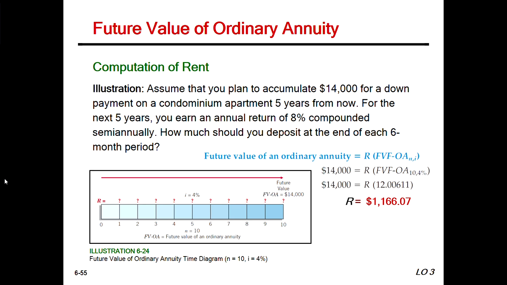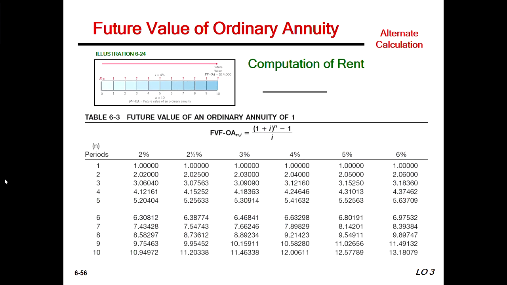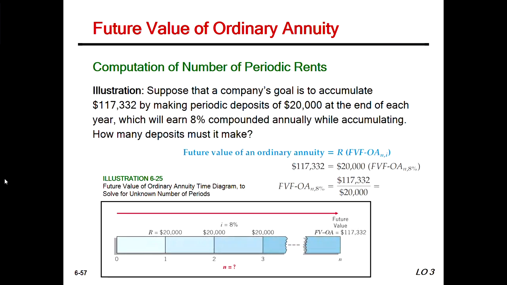Okay. So this is where we found this: 14,000 divided by the 12.006 is 1166. Okay, so I guess that's the only example. No, they've given us another example. Okay, so let's go through that one.